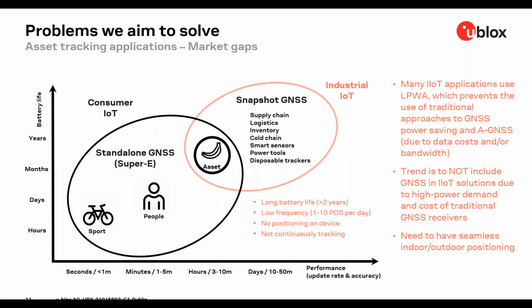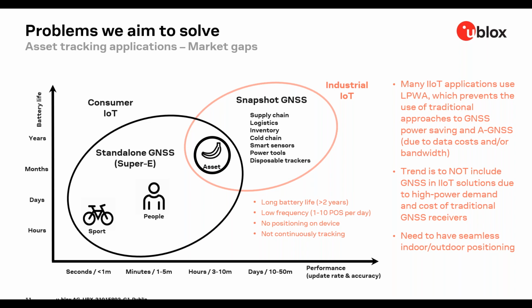Now, let's have a look at the whole set of problems. You can see different levels of tracking have different update rates and different performance. On the x-axis, you have update rate and accuracy, and on the y-axis, we have battery life. As you move onward to less frequent updates, from left to right, the expectation is obviously that you have much longer battery life. And what we know is that several industrial IoT applications are using low power networks, and therefore they cannot use the traditional approach to GNSS.